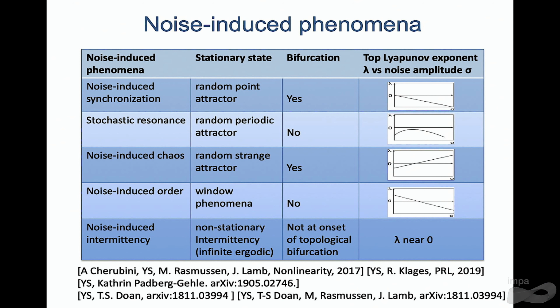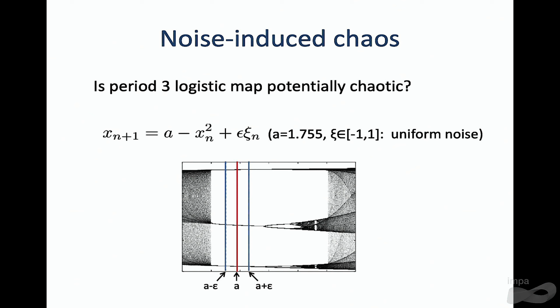Right, so I will explain some noise-induced chaos and noise-induced order, these two particularly this time, because it's related to the result I present. So noise-induced chaos occurs in this model with logistic map plus relatively uniform noise.